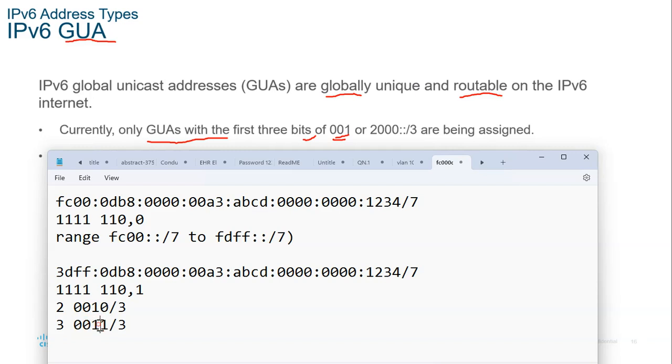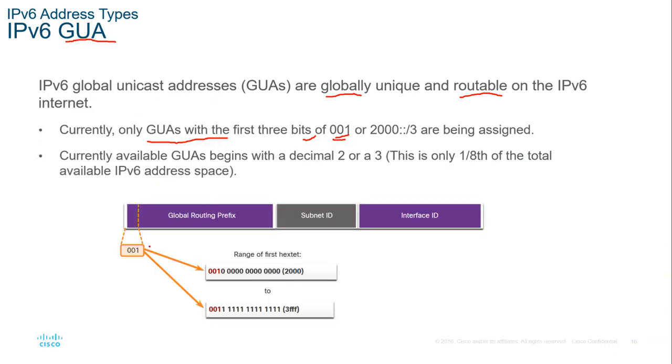So here, it has to be uniform. The first 3 bits have to be uniform. That is what /3 means. So anything that begins with this, like I said, it can either be a 3 or a 2 here. So it qualifies to be a global unicast address. When you look at this, the start is this, and the last is this. But both the start and this are the same. That is where the /3 is coming from.